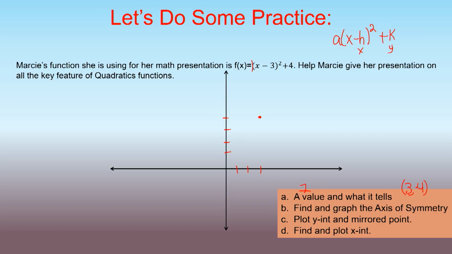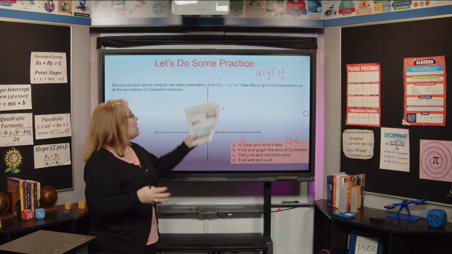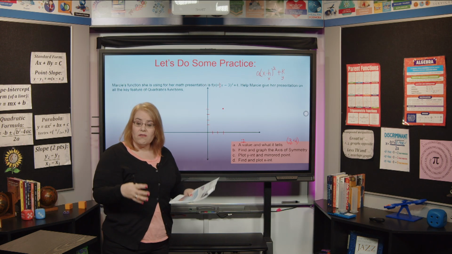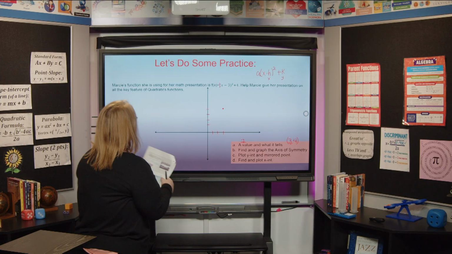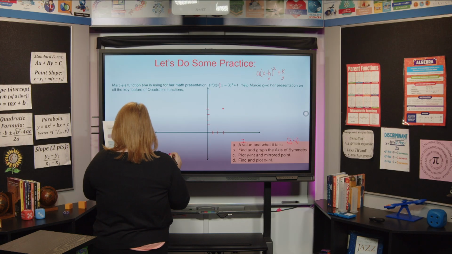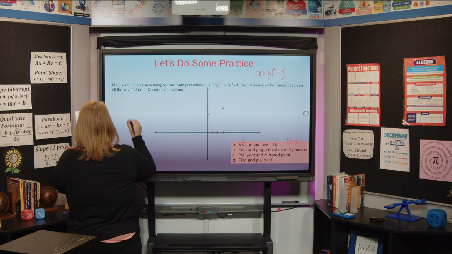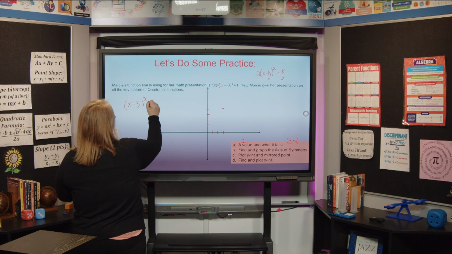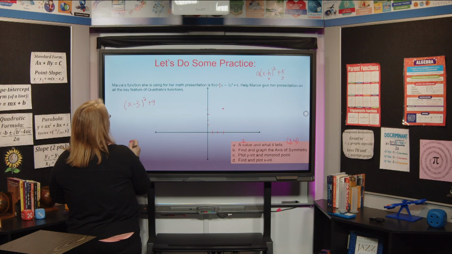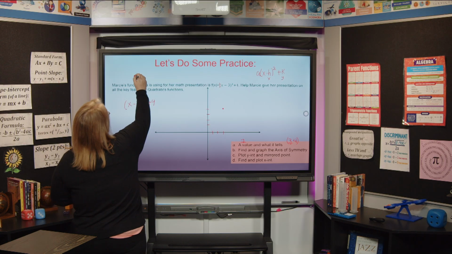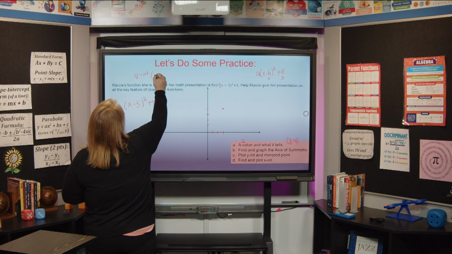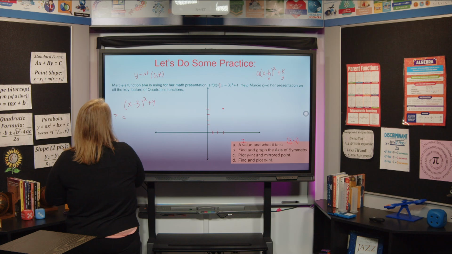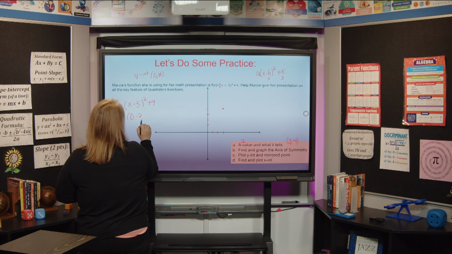Now, it also says for letter C, plot my y-intercept and my mirroring point. Now, you may be saying, Ms. Killen, how do I get that y-intercept from my vertex? Well, that's easy. We're going to solve for my constant. So for me to do this, I'm going to make my x a 0, because when I have my y-intercept, I have 0 for my x and then a number. So I'm solving for this number, and my x is going to be 0.